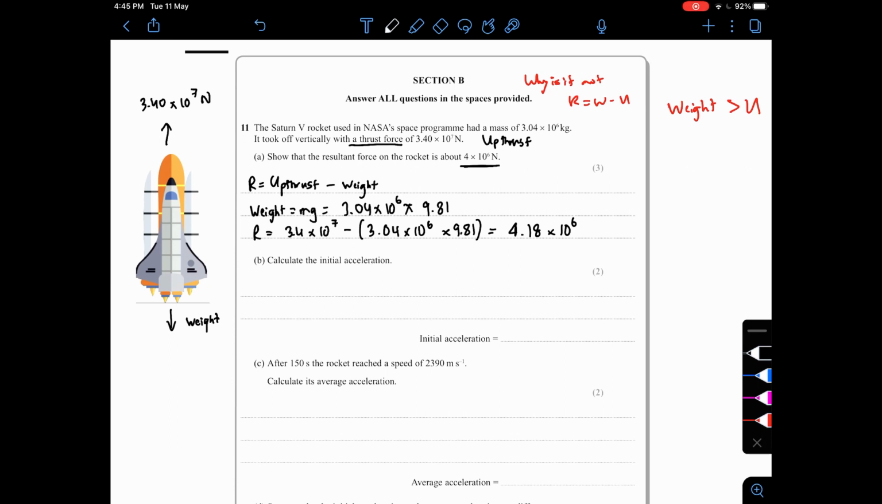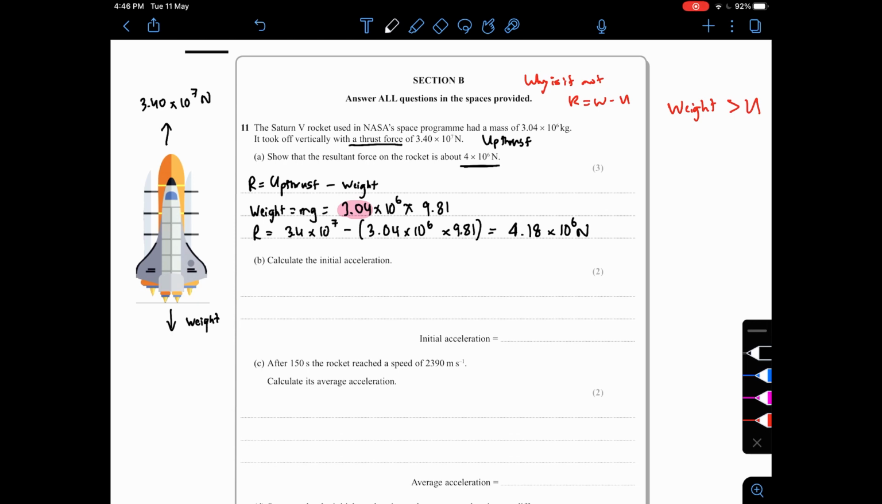Now, it's not actually 4.18, is it? It's a lot of decimals, but we have to round off to at least the most significant figure that we have in the calculation, which is 3 sig fig. And why is it 3 sig fig? Because you can see here 3.04 is 3 significant figures, right? So this is the answer, 4.18. But is it the final answer?